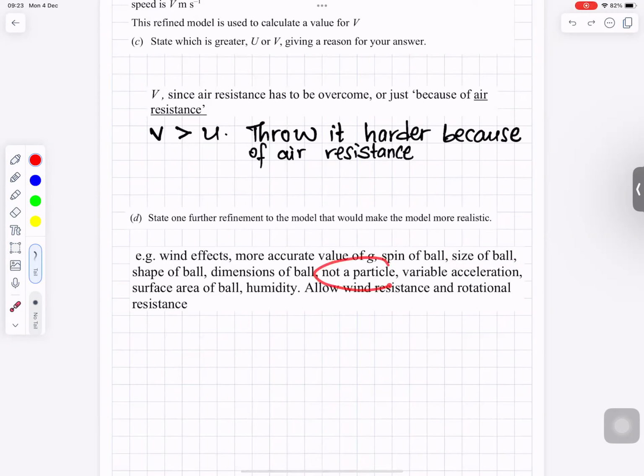So they will treat the ball as not a particle. Variable acceleration, the acceleration is changing. It doesn't stay the same. Another thing you can say, the surface area of the ball. Humidity. So you can say wind resistance or rotational resistance. So pick any of these and write, and that should be fine. Any of them, there are quite a lot of them there.